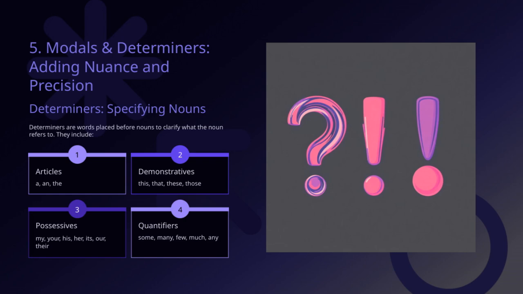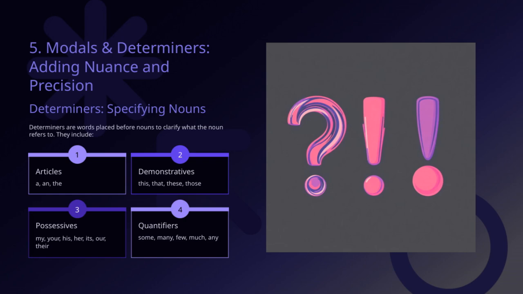Next, we have possessives, which include my, your, his, her, its, our, and their. These words show ownership or relationship to something. For example, my book or their house. They clarify who owns or is associated with the noun.